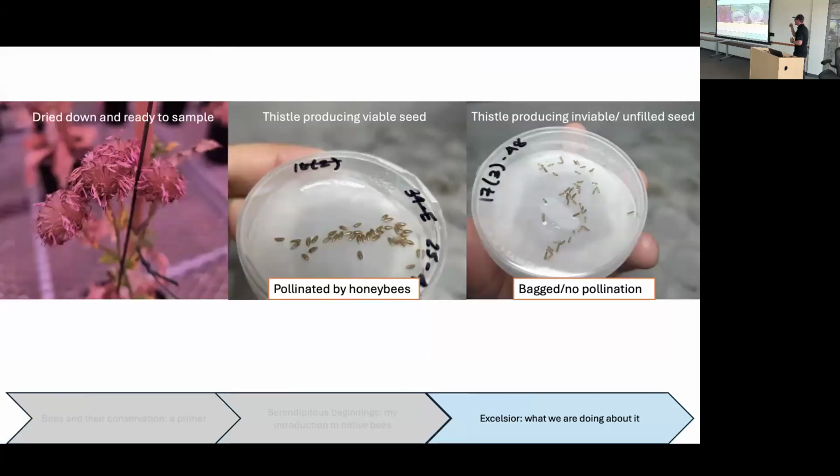So this is kind of hot off the press. Hannah's in the process of putting all this together. But then she would collect the thistle seed and examine it. And basically, thistles produce viable seed when they get pollinated. They produce more viable seed when they get pollinated.